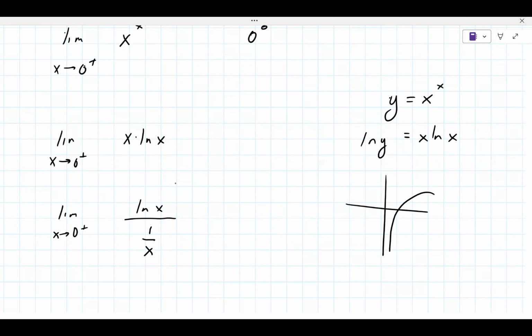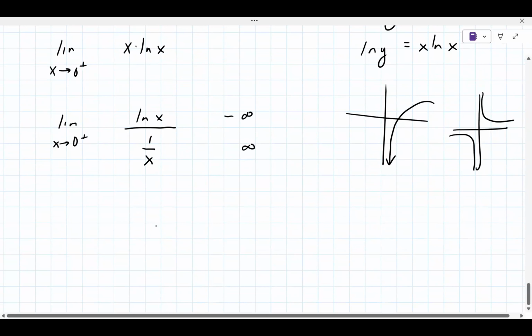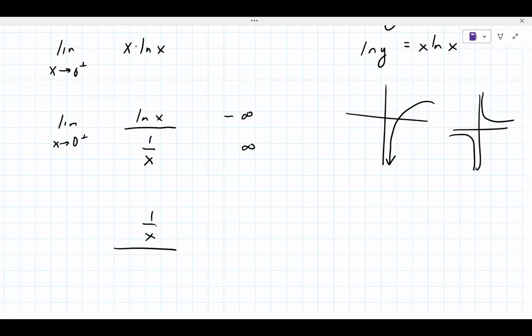The natural log as you go to 0 goes to negative infinity. 1 over x, the graph looks like that. As you go to 0, it also goes to positive infinity. So you've got an indeterminate form again. So you take a derivative of both. So it's 1 over x over minus 1 over x squared.